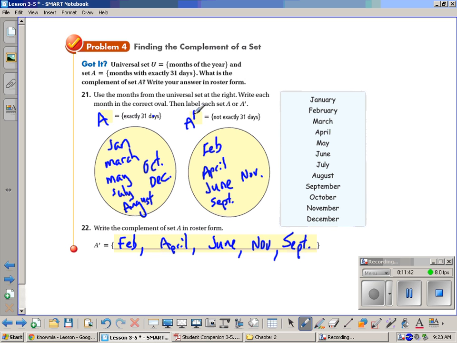And a complement always has a little, it's called a prime symbol, but a little prime symbol up here above the A. So that's it for today.